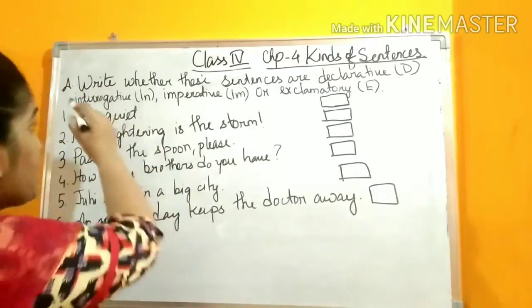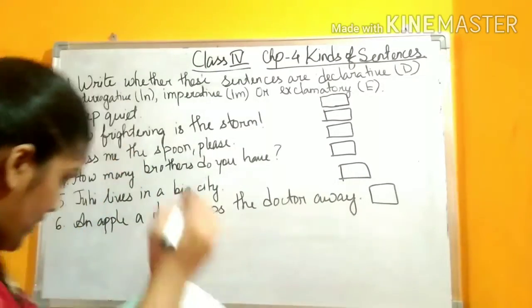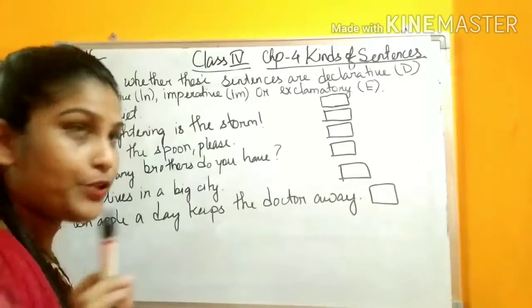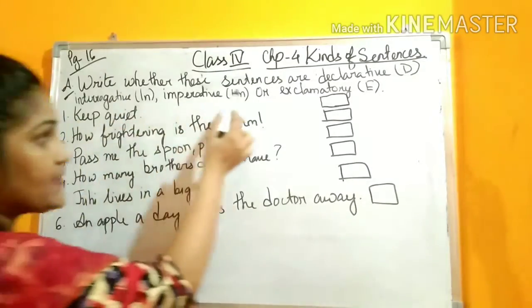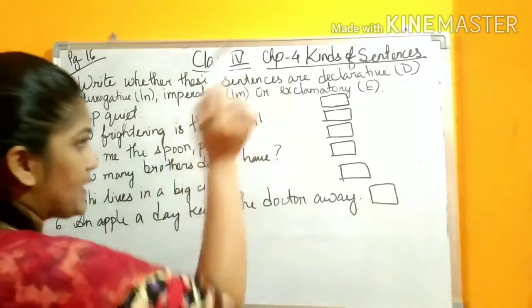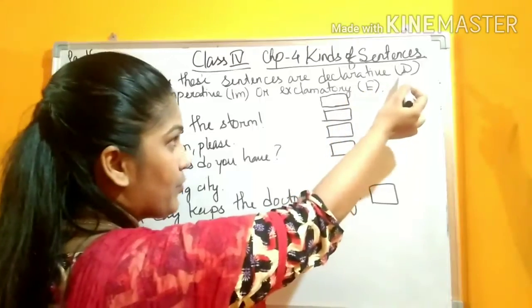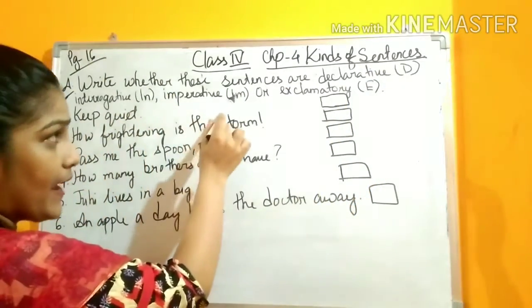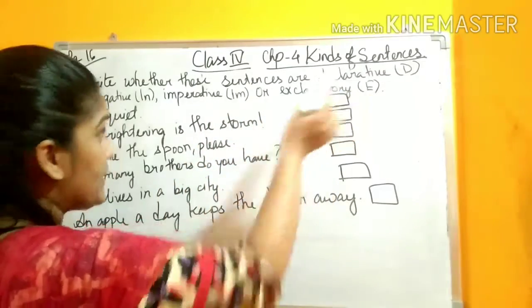Now, question number A. Take out page number 16. A number you will do only in your book. Write whether these sentences are declarative, interrogative, imperative or exclamatory. If declarative, you will write D. If interrogative, you will write I. If imperative, you will write I am. If exclamatory, you will write E.